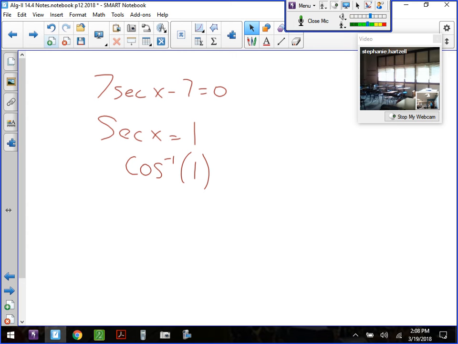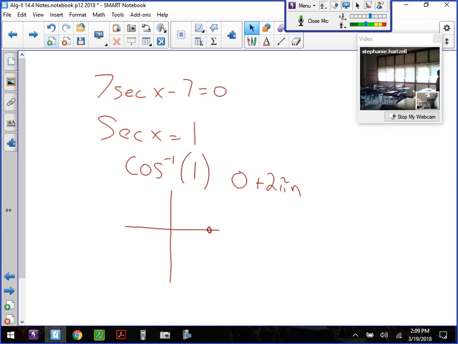To get a cosine of 1 puts me on a quadrantal again. Is cosine your x or your y values? X. Where's x equal to 1? 0. And then since x is equal to 1 at 0, I have to get around to it again. Plus 2 pi n. 2 pi n will be fine.